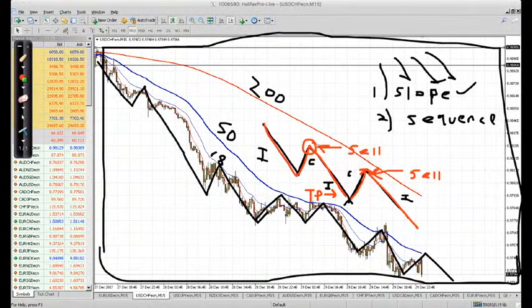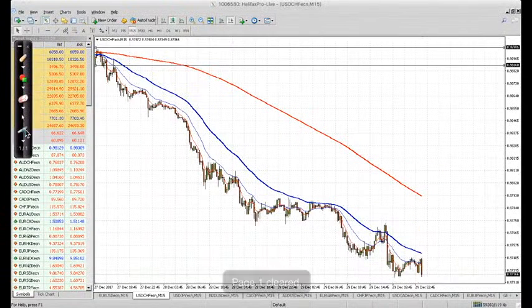So again, how would you know where is the end of the corrective wave? How would you know? Again, we use moving averages to help us. Because on a downtrend, the moving average, especially the 50 exponential moving average, acts as a resistance level. So whenever the price hits the 50 moving average and finds resistance, I want to be a seller.